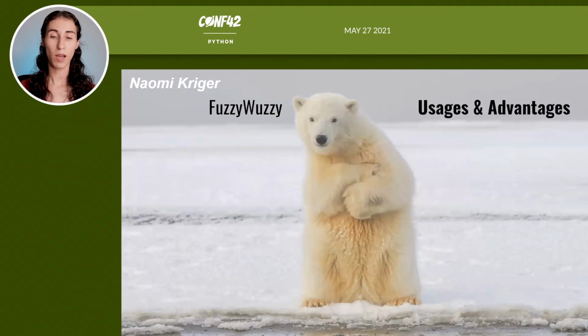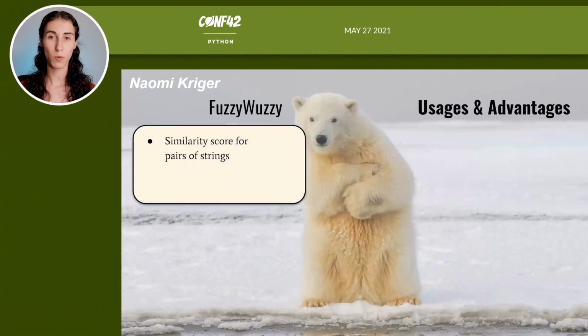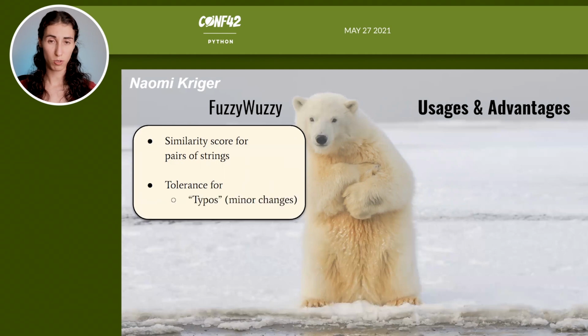Now I want to discuss the usages and advantages of Fuzzy Wuzzy. Fuzzy Wuzzy produces similarity scores on a scale of 0 to 100 for pairs of strings. It also has tolerance for what we would call typos, which is minor changes in the strings. So it is possible for two given strings that are very similar to one another and not quite identical to produce a similarity score of 100.